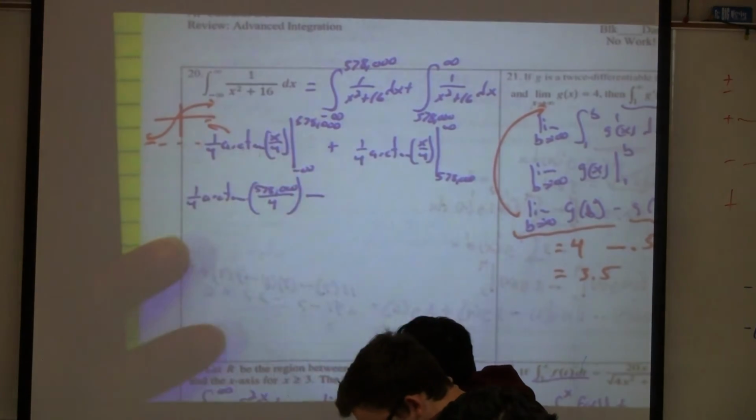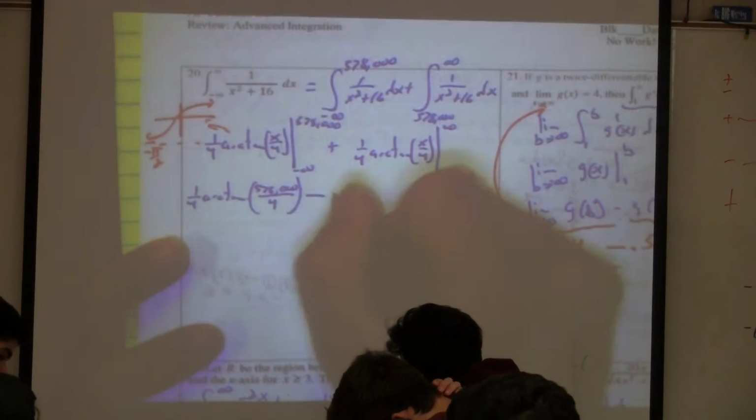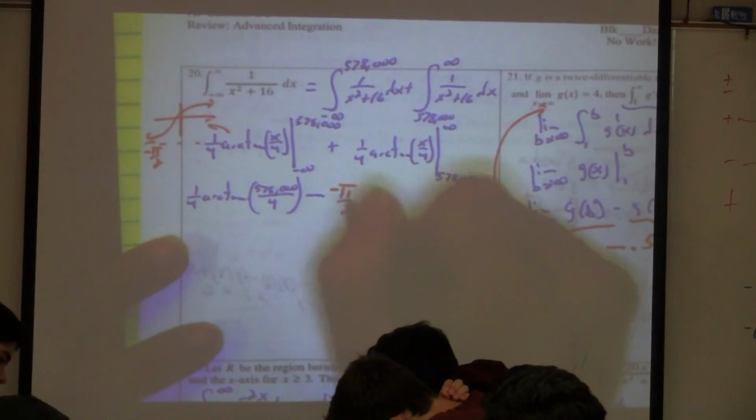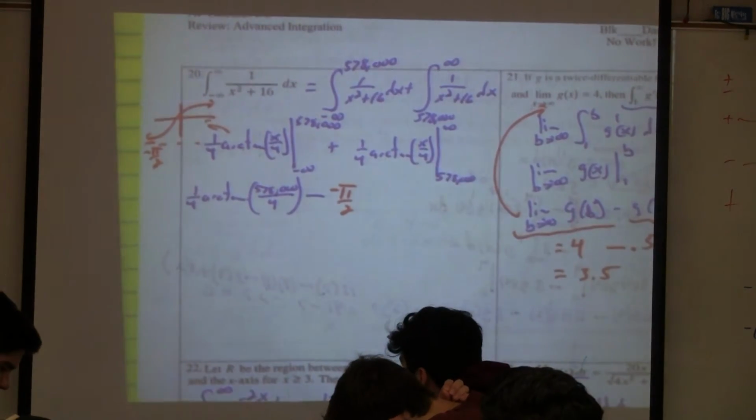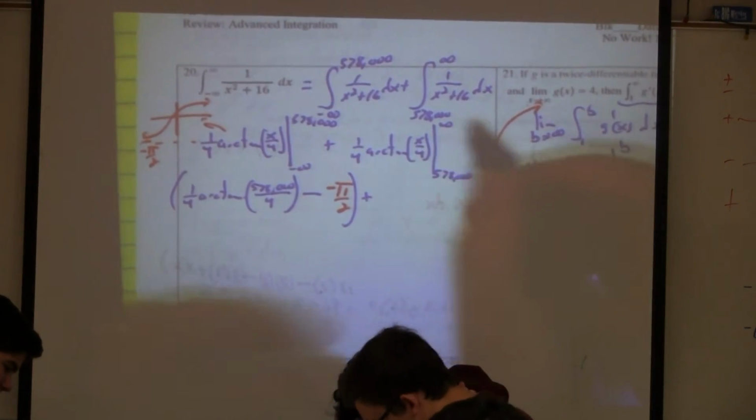Yeah, so as I go to negative infinity, it's going to negative pi over 2. So that's going to be negative pi over 2. That's why I said it's more complex. You have to memorize derivatives. We got all of that.